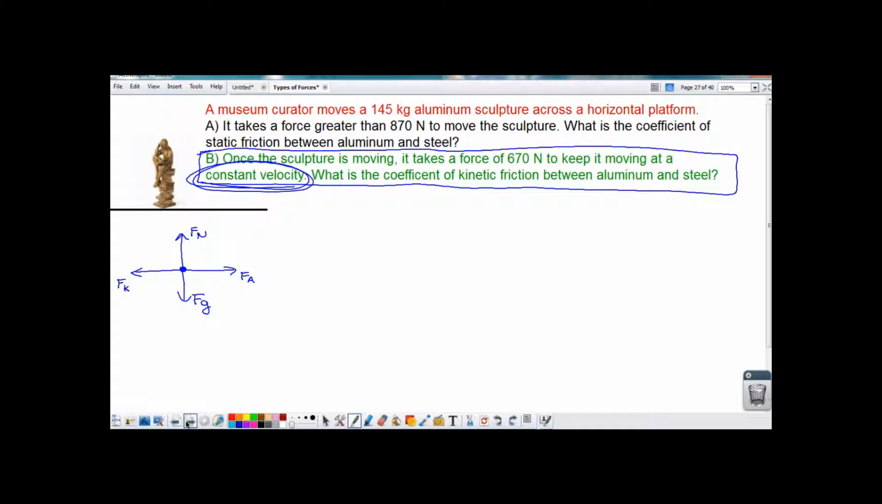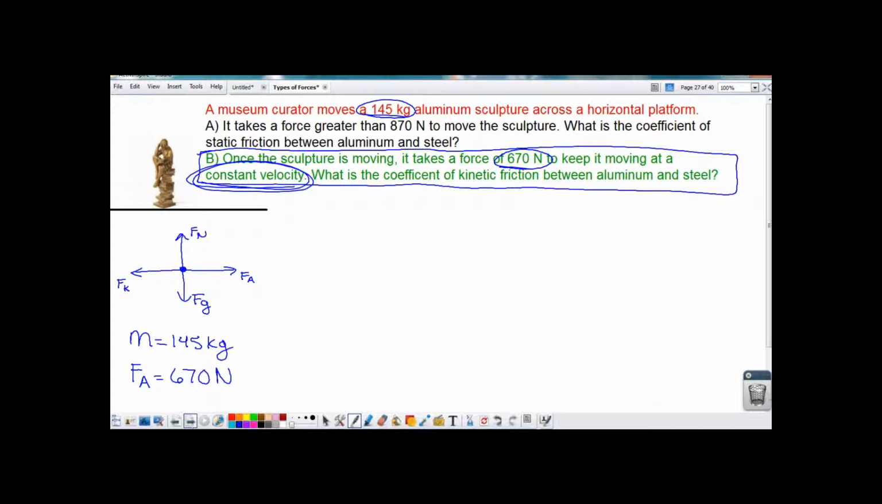Step 2, write down your givens. Well, it's a 145 kilogram aluminum sculpture, so the mass is 145 kilograms. And it says our force that we are applying is 670 newtons. So the applied force is 670 newtons.